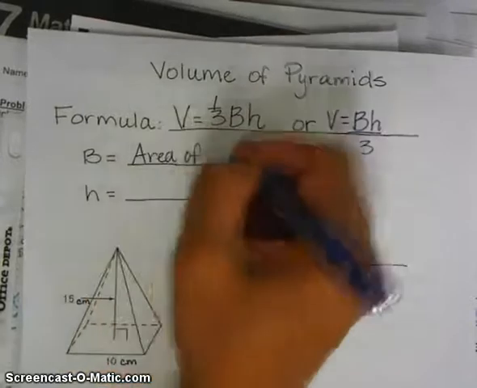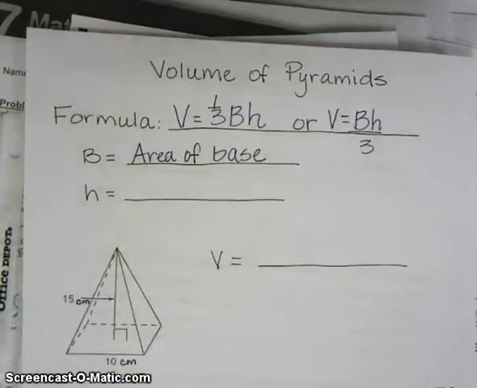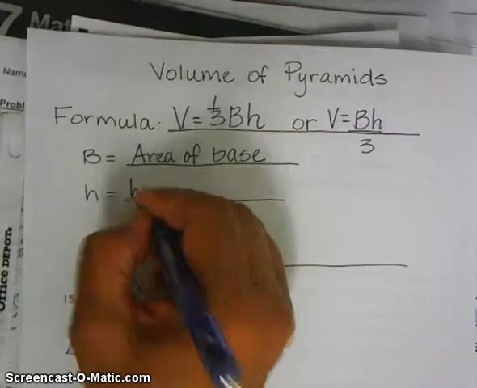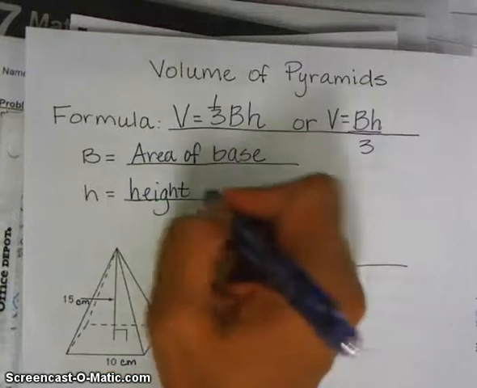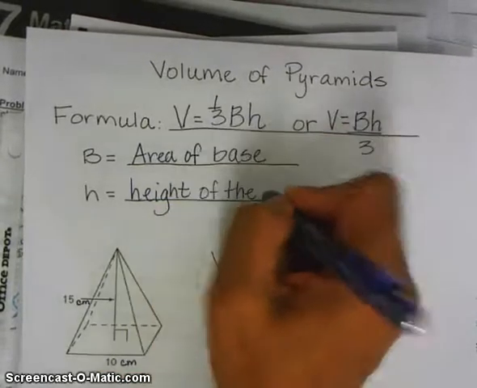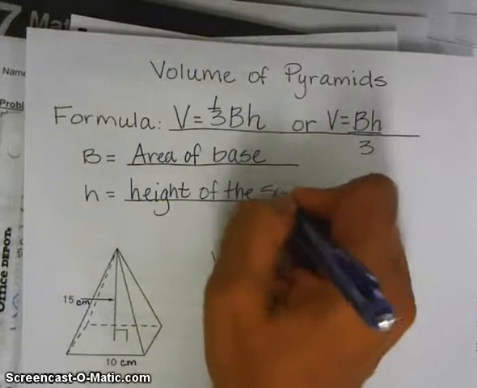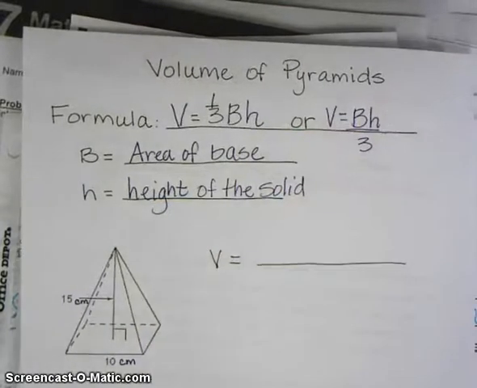Check your answers to make sure that you have this in the right place. Area of the base is my capital B. H is the height of the solid. Now, if you only have height on there, you want to put height of the solid because it is how tall the solid is. So pause the video if you need to add that to your notes.